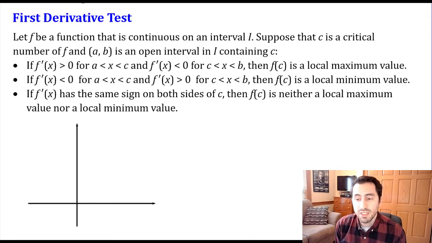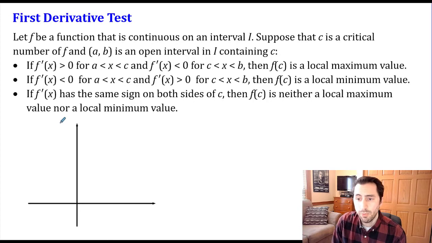The second bullet point says the exact same thing, but it's just reversed. Now our derivative starts negative, so our function is decreasing. And then on the other side of c, our function is increasing because the derivative is positive, and that's going to create a local minimum value. The last bullet point says that if the signs are the same on both sides of our value c, then it's neither a local minimum nor a local maximum. Basically, if I go from increasing and it stays increasing, I don't have a local minimum or local maximum.